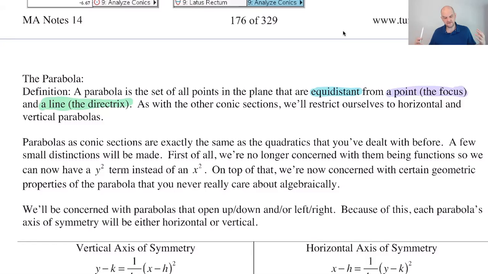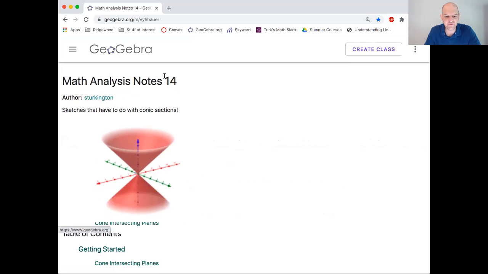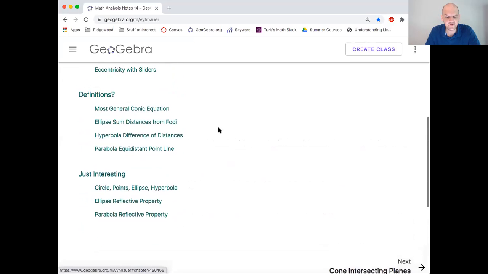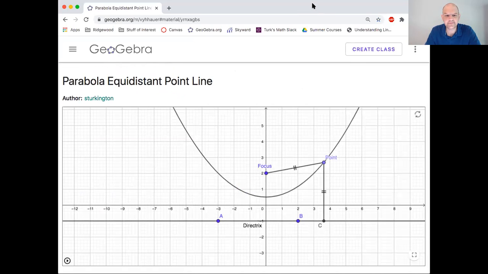So there's a bunch of stuff that we're going to learn about them. What I want to do is switch over to GeoGebra for a second so that you can see what that means, because I think it's hard to visualize. So this is that little GeoGebra book that I threw together. If you go to parabola, equidistant, point to line, it'll open this up. Here's the focus. This is our parabola. Every point on this parabola is equidistant from this point, which is the focus, and this line, which is the directrix.